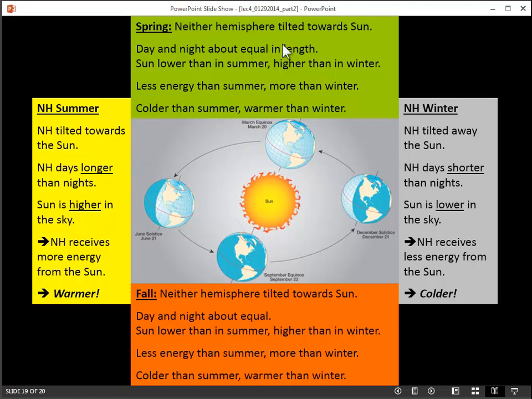And then, of course, we have the spring, and we have the fall, which are exactly the same. Neither hemisphere is tilted towards the sun. Day and night are about equal in length. The sun is lower than in the summer, but higher than in the winter. There's less energy than in the summer, but more than in the winter. Therefore, it's colder than in the summer, but warmer than in the winter. So there you have it. Northern hemisphere summer, fall, northern hemisphere winter, spring. And then, of course, you could do the same thing for the southern hemisphere. You would just have to flip summer and winter because they occur inverse.